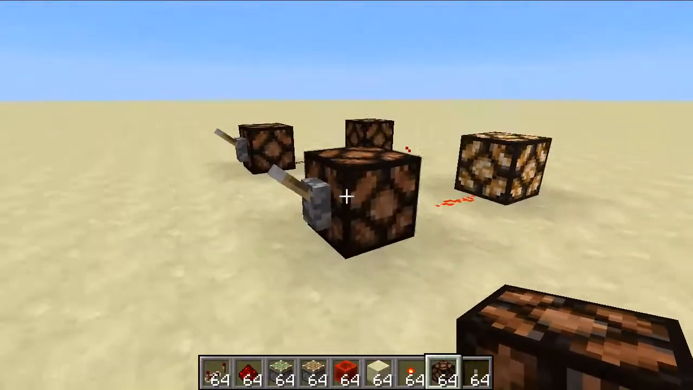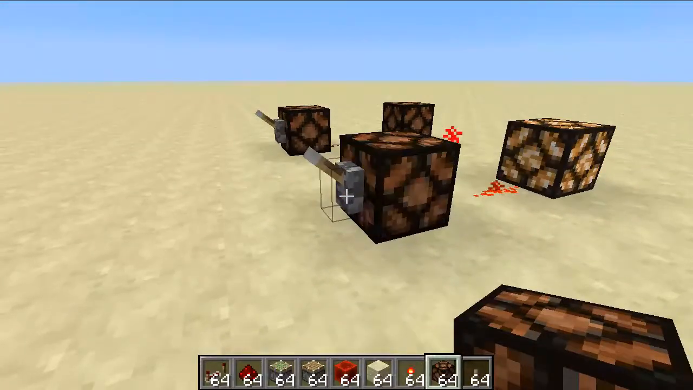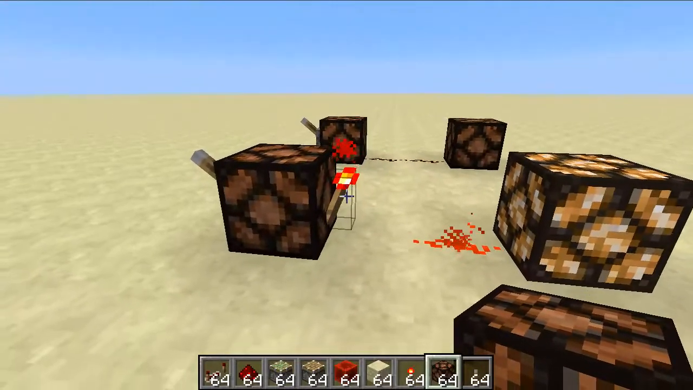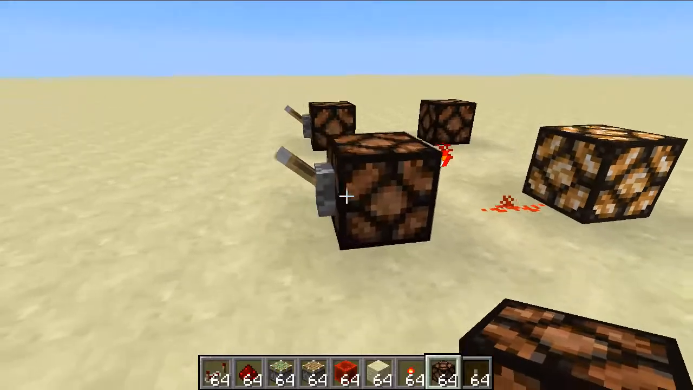And you'll notice the short delay in response of the output to the input, and that's because the redstone torch adds a 1-tick delay to your circuit.